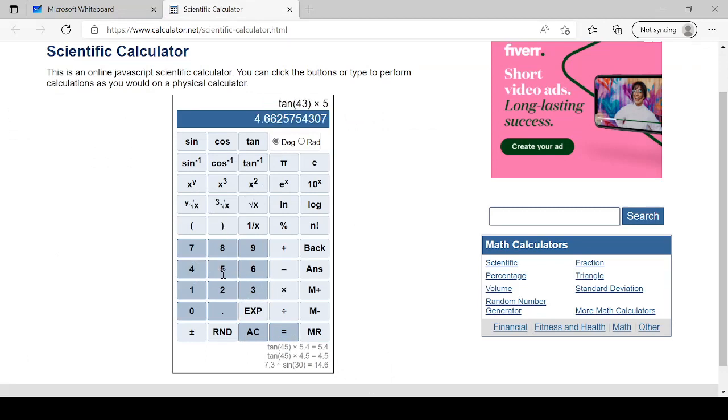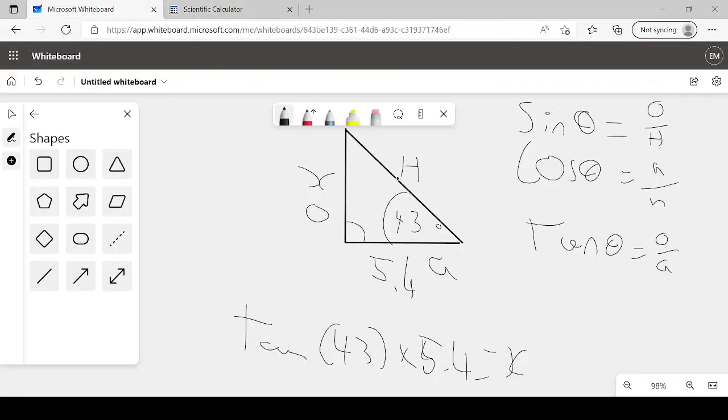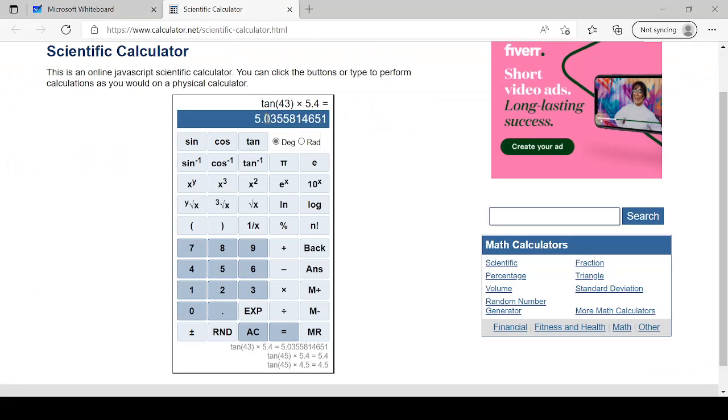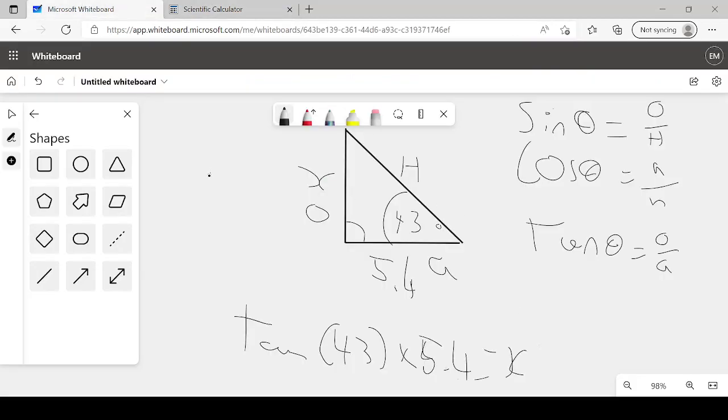Normally they'll ask you to round this to 1 or 2 decimal places, so how about we just round it to 2. 5.04, and that's your answer.